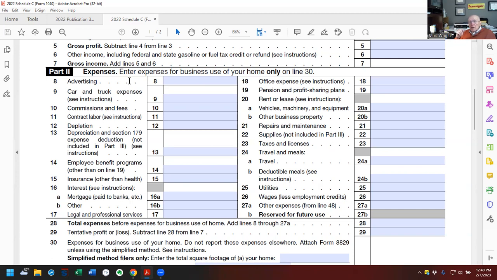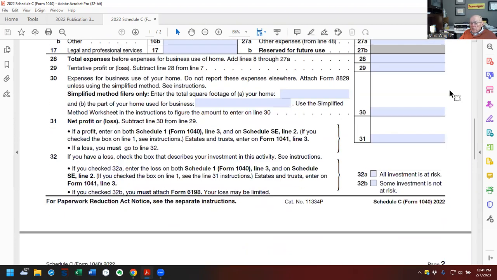Then we come to line 13, depreciation and section 179 expense deductions. These are amounts that are not included in part 3. Part 3 is on the back where the vehicle expenses are calculated, and it's where, if you're using the actual cost, that information would be detailed. Let's see if we can look at the back, look at part 3.